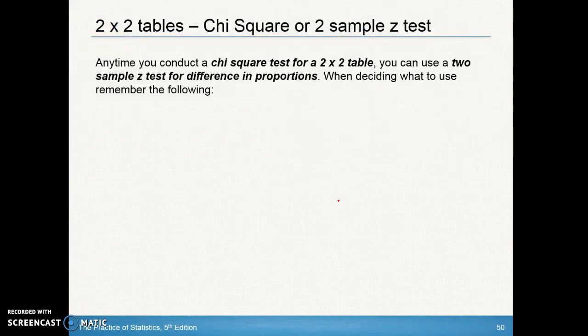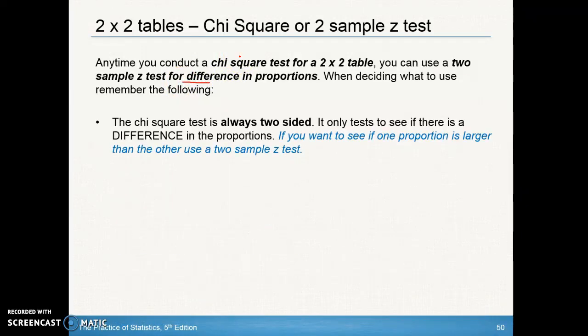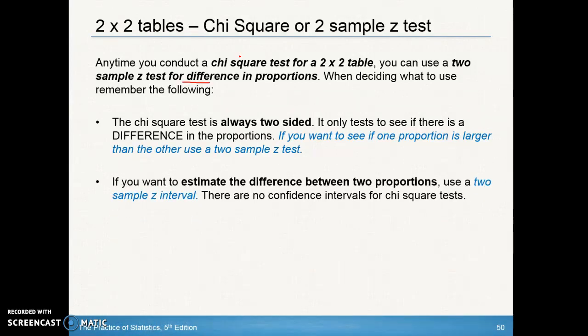Okay, anytime you conduct a chi-square test for a 2x2 table, you can also use a two-sample z-test for proportions. If you're given a two-sample z-test for proportions, you can't always use a chi-square test for a 2x2 table, because remember, it has to be two-sided. So when deciding which test to use, here are some rules to follow. Make sure that you understand the chi-square test is always two-sided. It only tests to see if there's a difference in the proportions. If you want to see if one is larger than the other, you must use a two-sample z-test.